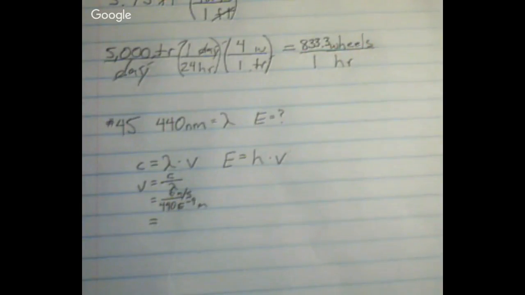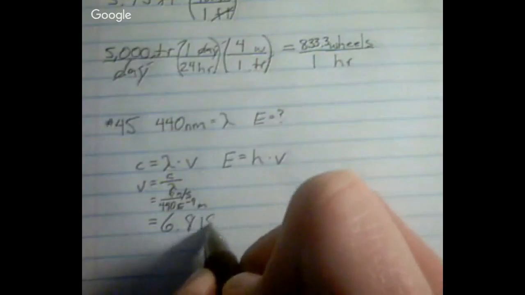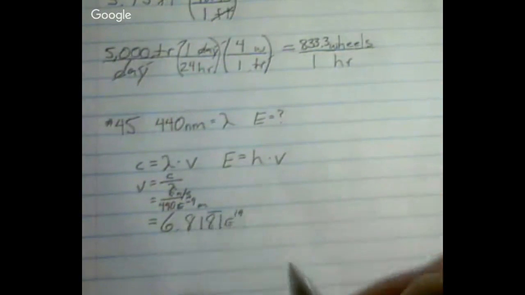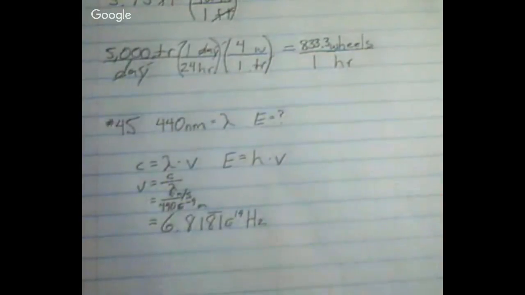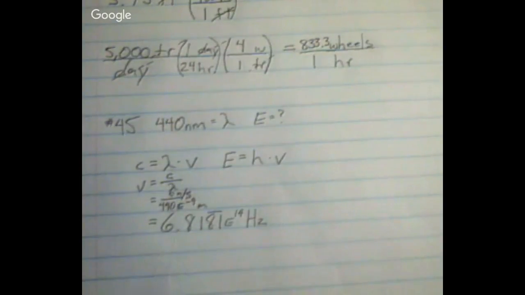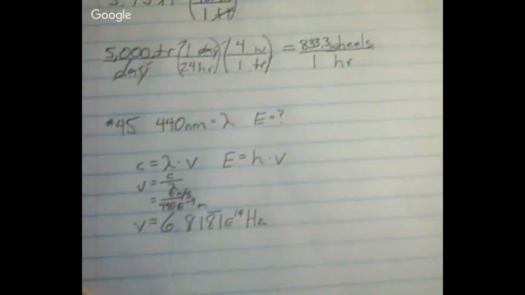Okay, so speed of light divided by 440 times 10 to the negative ninth. That gives us a value of about 6.8181, and it repeats. But remember, we also need that times 10 to the 14th. And that is hertz, which is per second. Meters cancel out, and because that's per second, seconds are on the bottom. So we're just going to call it hertz. Keep in mind that is frequency, which has the units of hertz.